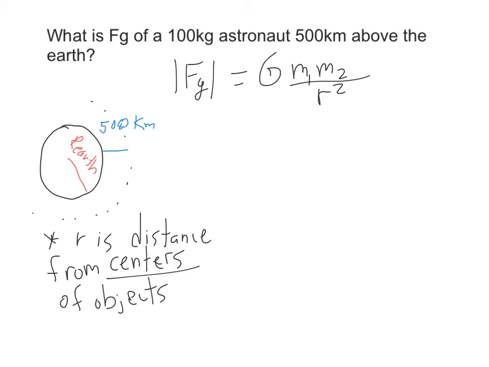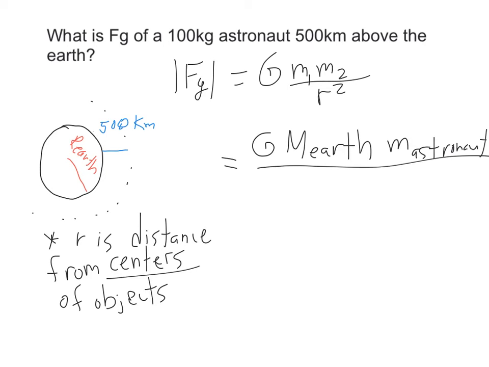G will be our gravitational constant, as it always will be. M1 and M2, in this case, will be the mass of the astronaut as well as the mass of the Earth. So I'm going to do capital M subscript Earth for the mass of the Earth, capital M since it's clearly going to be the larger mass of the two. And then we'll do lowercase m subscript astronaut. And this will all be divided by the distance between, remember, it's the center of the astronaut to the center of the Earth.